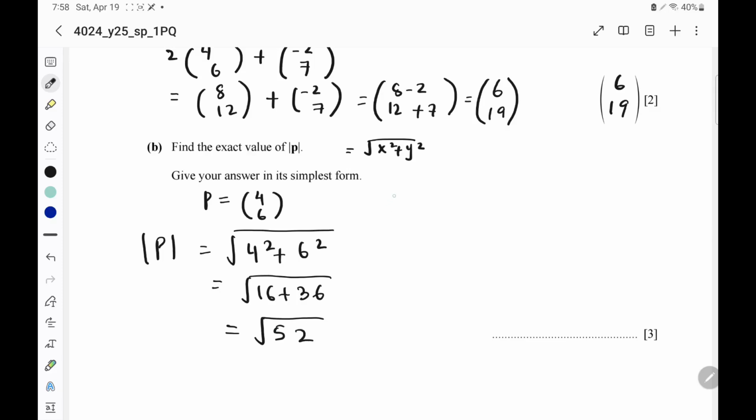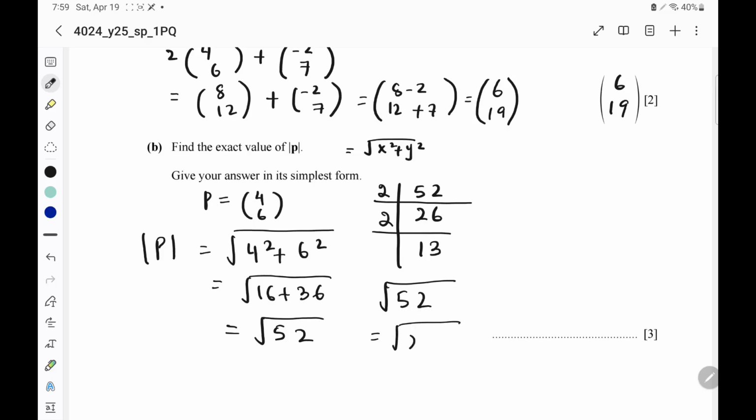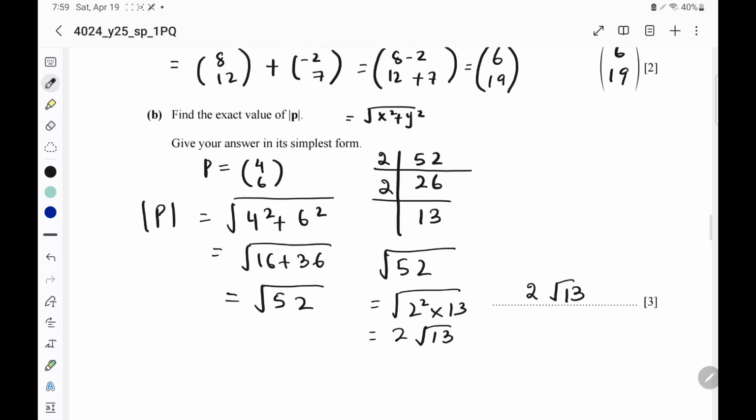We cannot leave it in this form because the simplest form is required. We need to separate out the square integer. So 52 is 2 times 26, 2 times 2 is 4, and then 2 times 6 is 12, then 2 times 13. So we can write 52 as 2 squared times 13, and the square root will be 2 square root 13, because 2 was squared inside. So 2 square root 13 is the simplest form.